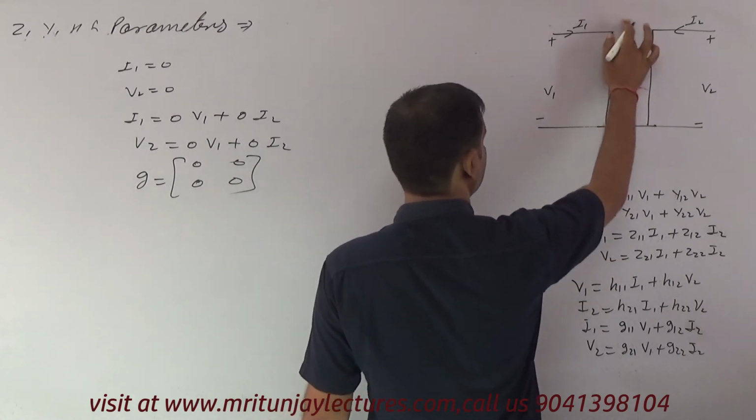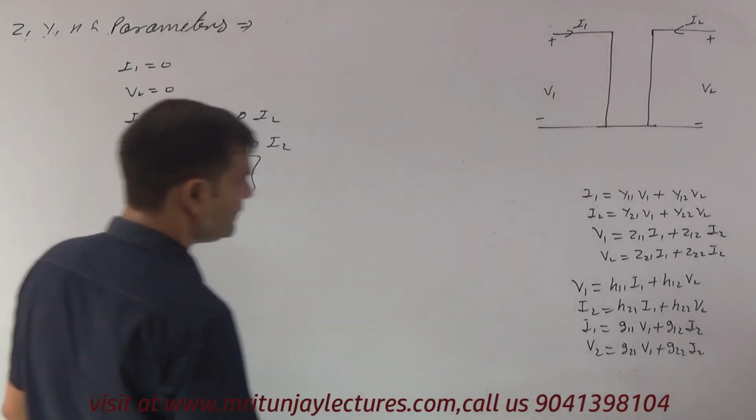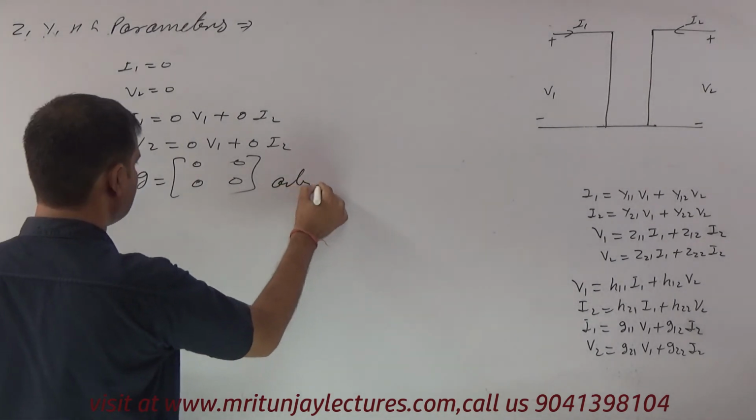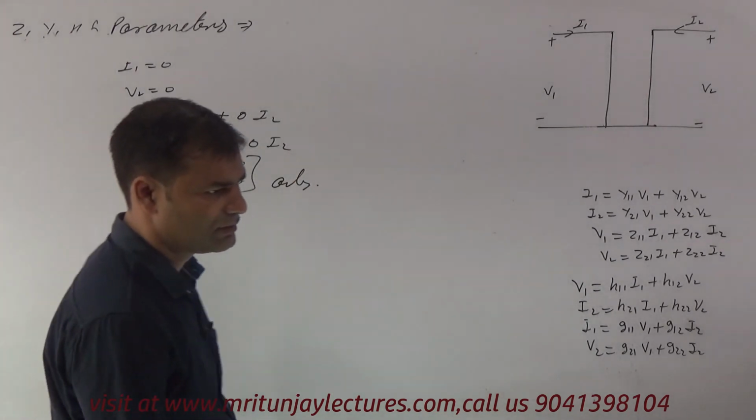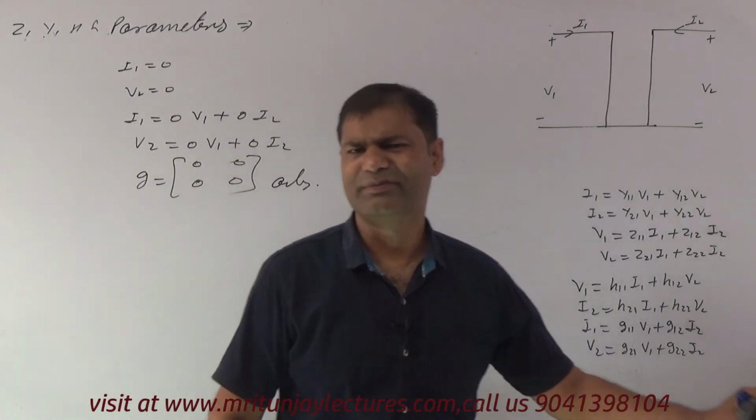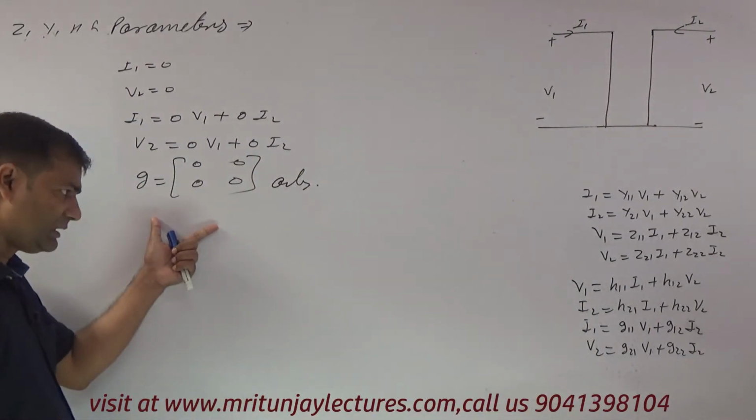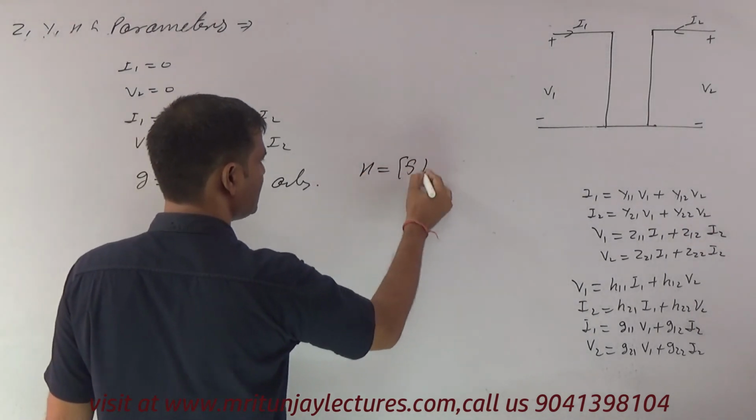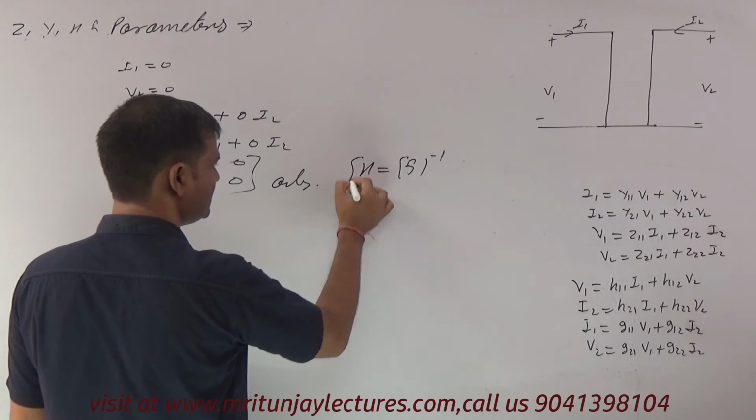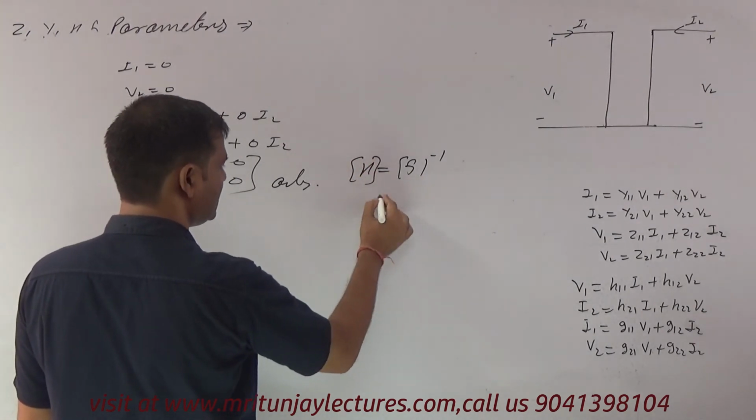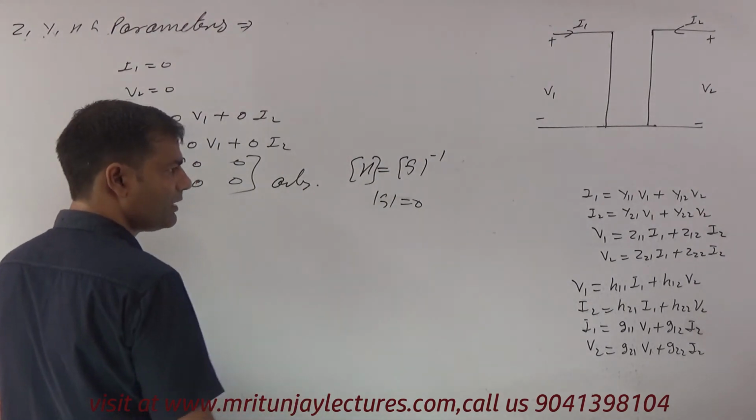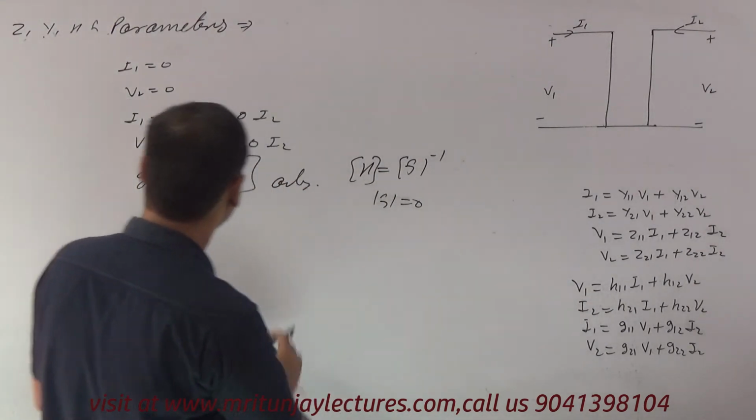Next problem corresponding to this one. Now it is clear only the G parameter exists. I have made it clear that the H parameter does not exist because that is the inverse of G, and mod G is 0. So you can say that the H parameter does not exist.